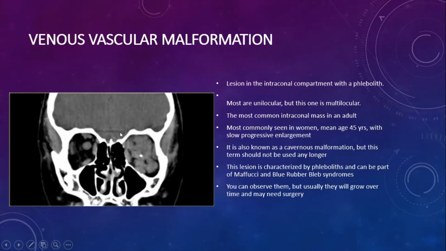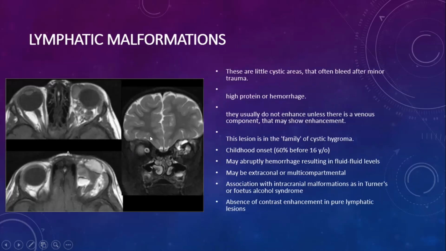There is a phlebolith-like thing. It may be unilocular or multilobulated, and the most common age is 45 years, in women. We have to think in terms of venous vascular malformations. Similar lesions like hemangioma and vascular malformations, but this time they don't enhance in the contrast study, because lymphatics don't enhance. Multilobulated lesions breaching the conal boundaries may go into the periorbital, intraconal or extraconal area, multilobulated with fluid levels. Then we have to think in terms of lymphatic malformations.